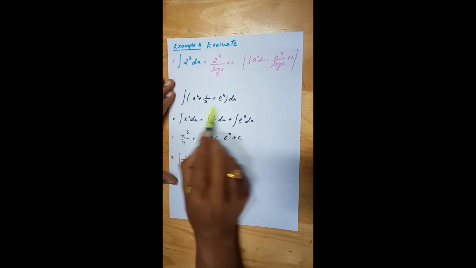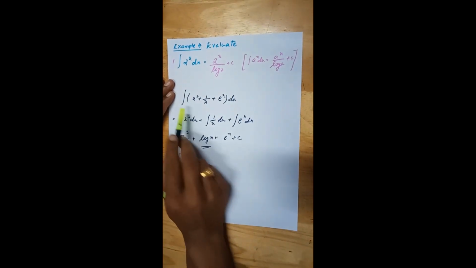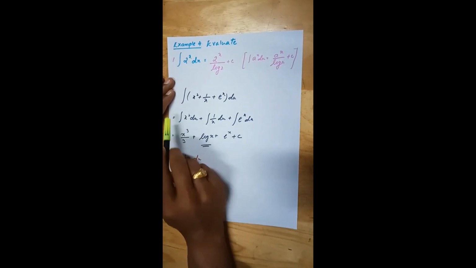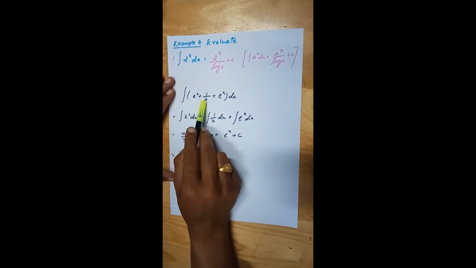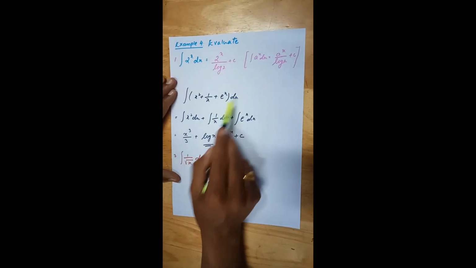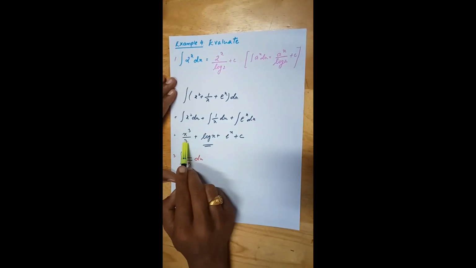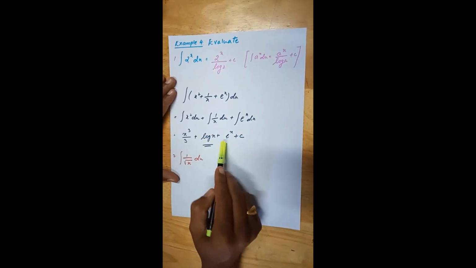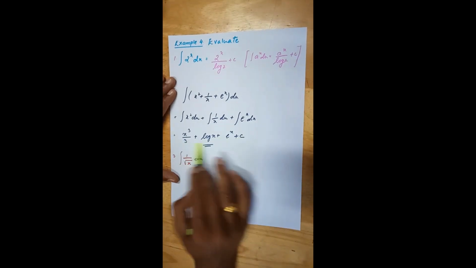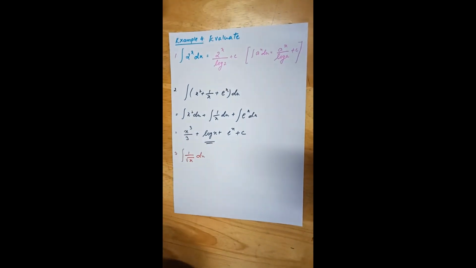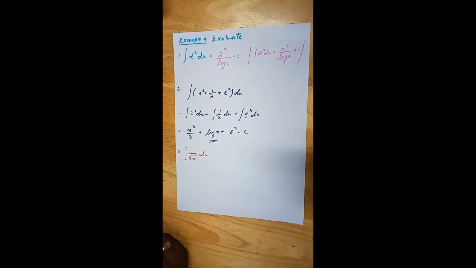Now let's look at this integration. So we have 3-4 terms here. So you can split this integration sign into the individual terms here. So x cube divided by 3 plus log x plus e to the power x plus c. This is direct.